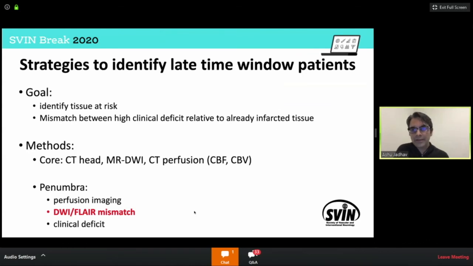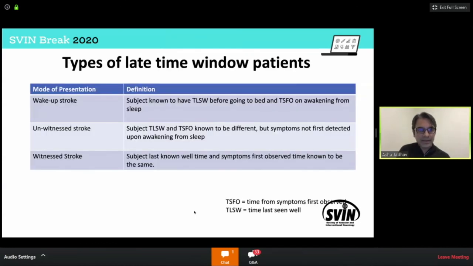Okay, so really that was to talk about the perfusion paradigm. The other one that we talk a lot about is this concept of DWI-FLAIR mismatch, and I will talk a little bit about the basis for that.